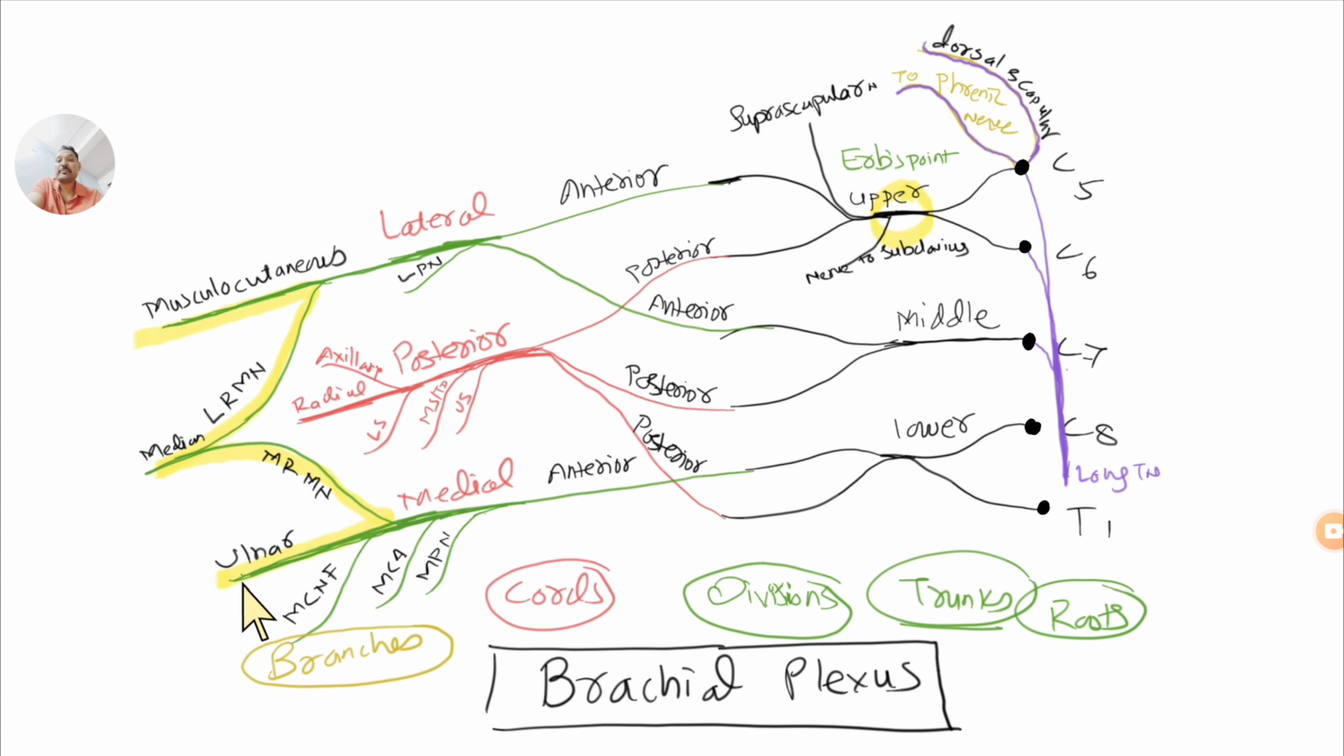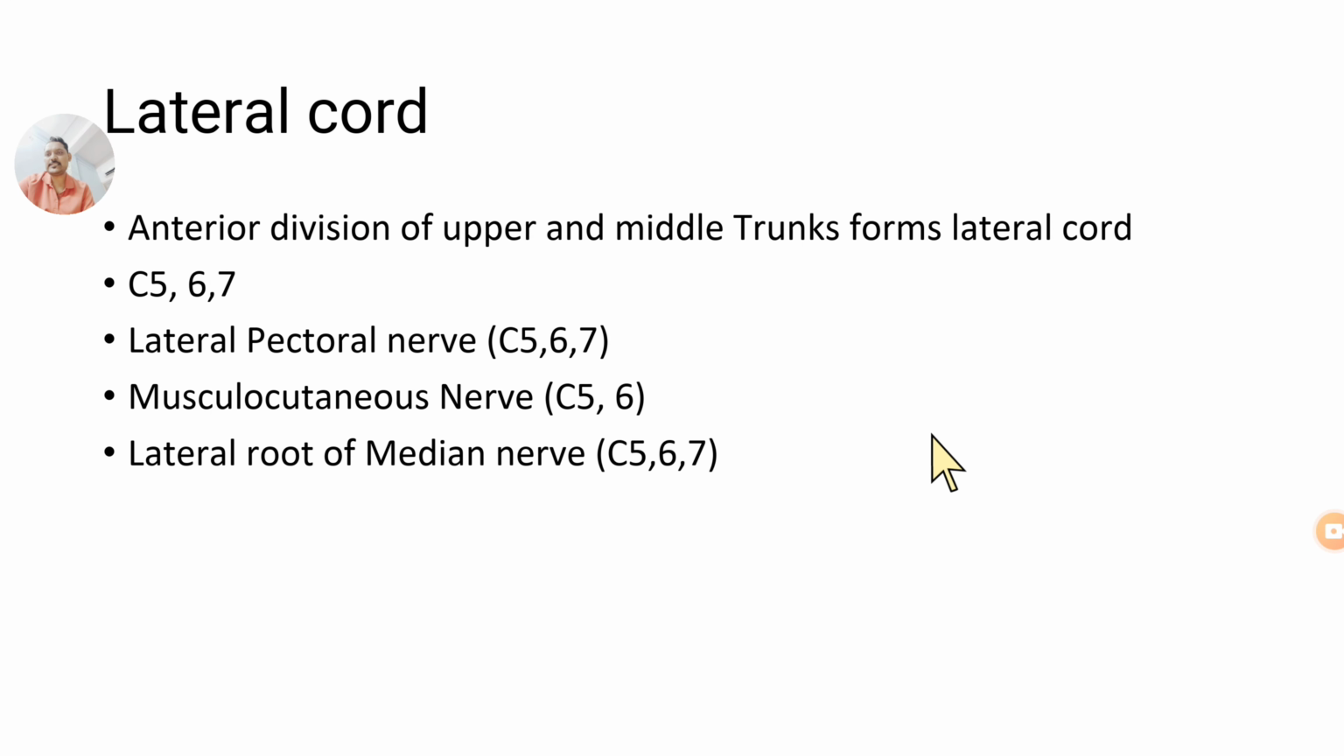So remember, this diagram carries big weightage, 2 marks at least or more. So 4 marks of the brachial plexus are given to this diagram and the formation and everything. So remember this. Now we will see the lateral cord and its branches. Just a quick revision, and its root values. You will have to mention this so as to get your full marks for the formation and the branches of the brachial plexus.